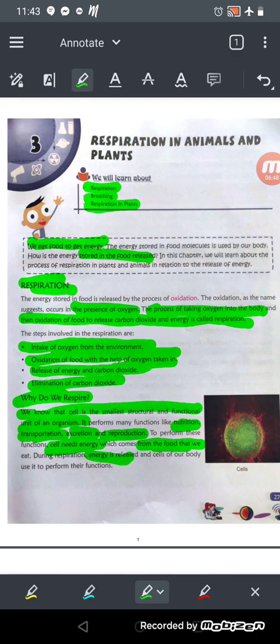Now, if you are eating food, just food, but you don't take in oxygen, will you be able to survive? No. For that you need both. For survival you need oxygen and food, both, right? Both are very important, and both together release the energy in our body for performing every function. Even for sleeping we need energy, right? So you see, this is a picture of a cell.